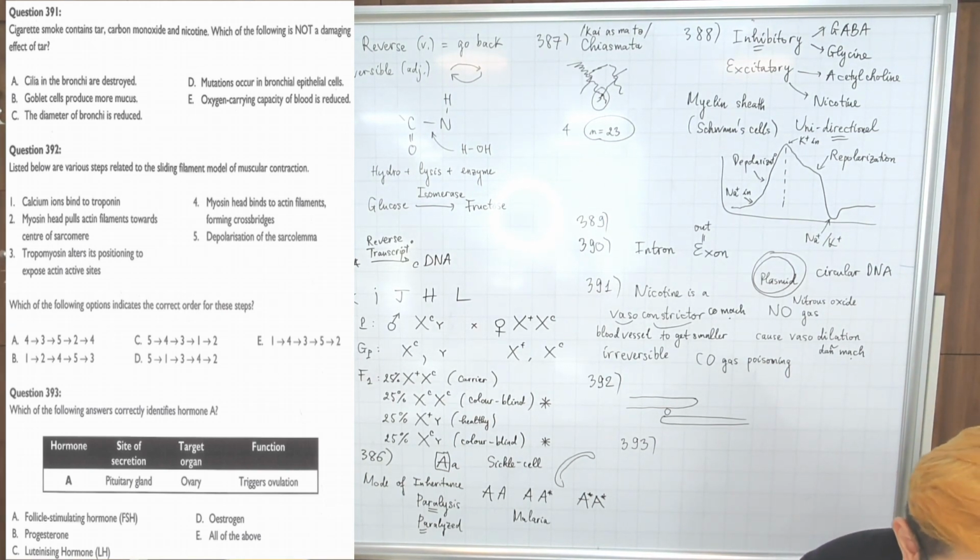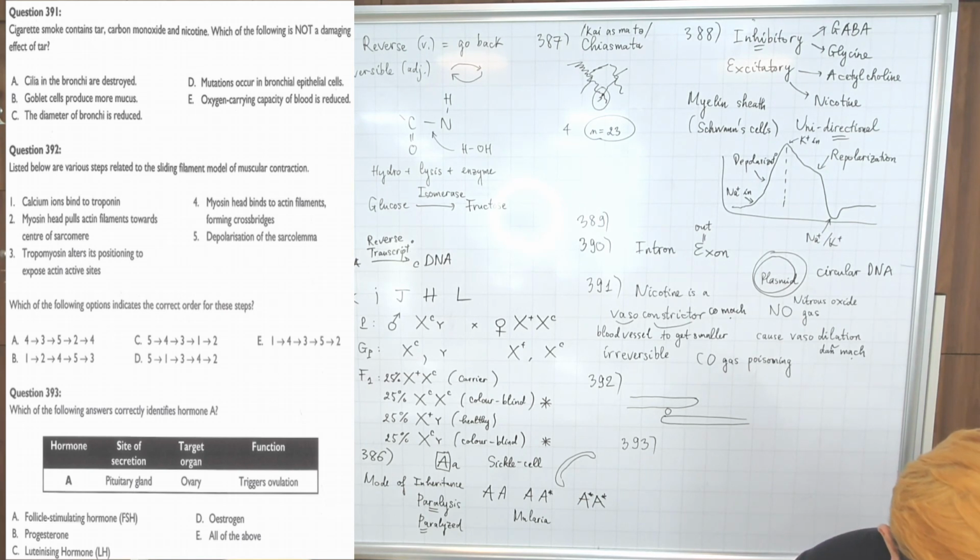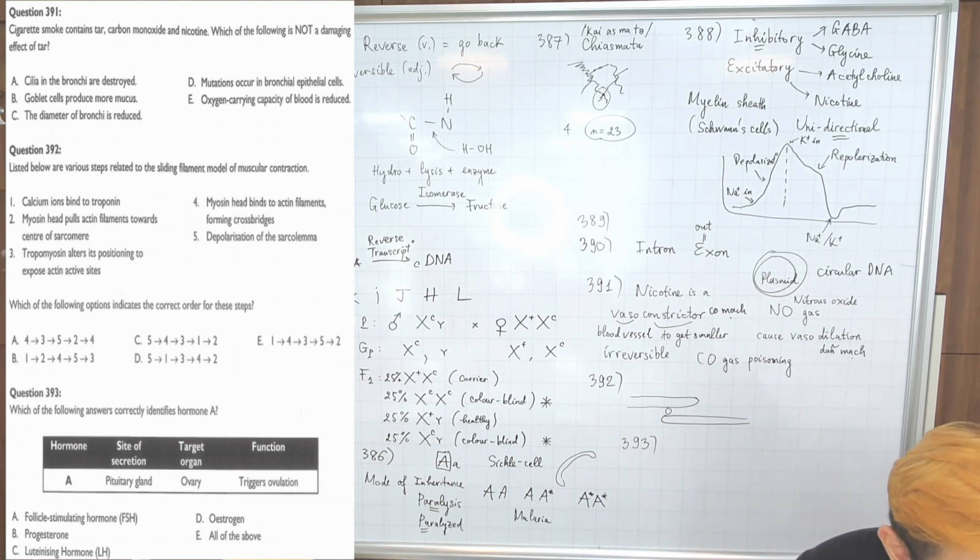So hormone A, site of secretion is pituitary gland. Nơi tiết ra nó chính là tuyến yên. Target organ is ovary. Cái cơ quan mục tiêu đó chính là cái buồng trứng. And the function is trigger ovulation. Chức năng của nó là nó kích hoạt cái sự rụng trứng. So what do you think?